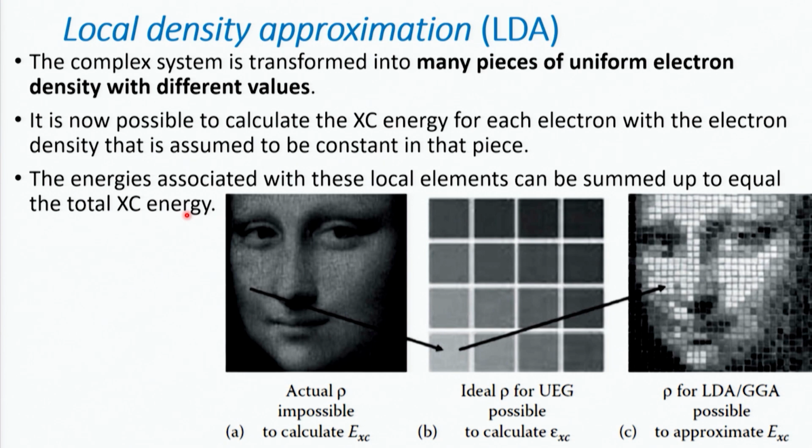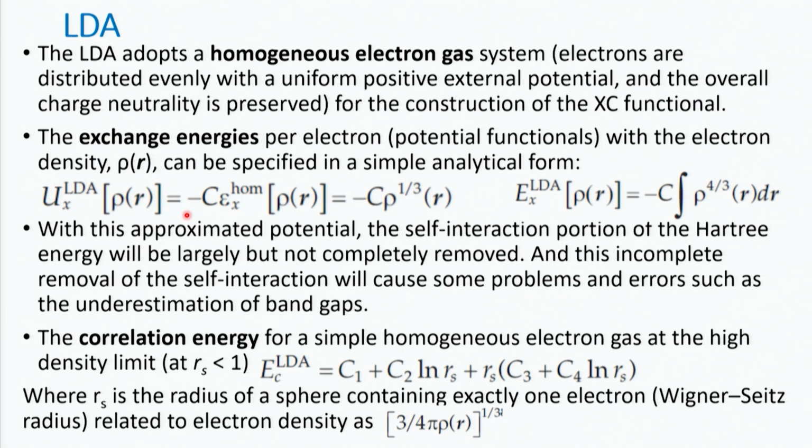So, that is essentially the local. Local means we are taking a very small piece or a small region, and we are saying that within this region there is no change in the density. So, if the density is not changing, essentially for that small piece also we can find out the exchange correlation function. So, the LDA adopts a homogeneous electron gas system. Electrons are distributed evenly with a uniform positive external potential, and the overall charge neutrality is preserved for the construction of the exchange correlation function.